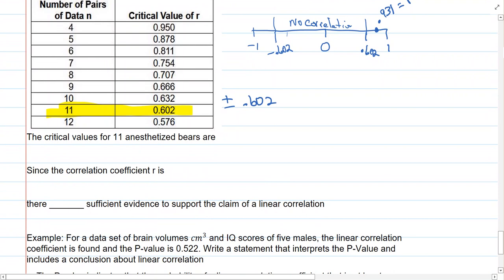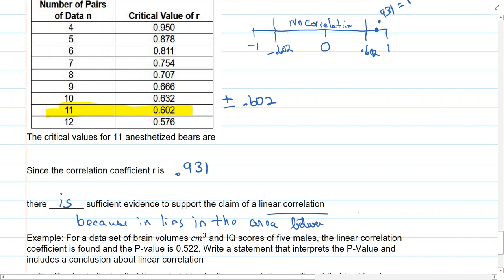Since the correlation of R is 931 thousandths, there is sufficient evidence to support the claim of a linear correlation, because it lies in the area between decimal 602 and 1. So therefore, there is a linear correlation.